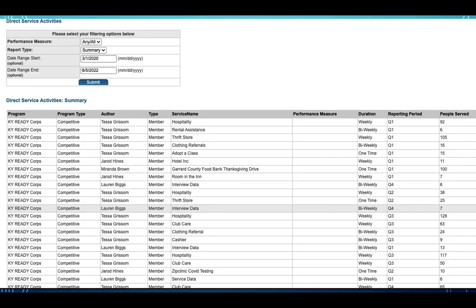The following slides are actual examples of KY Ready Corps members' reports on direct service, capacity building, and great stories. Note that there's a service name, a duration, a reporting period, and number of people served. The duration is really important, so make sure that you enter that.